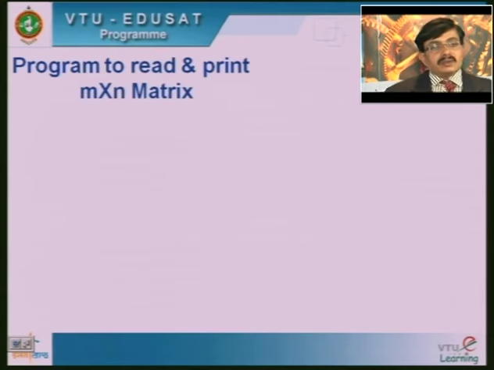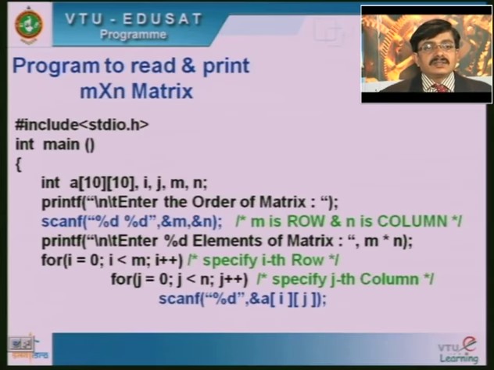Now, the program to read and print the matrix. Here we must have m and n, the order of the matrix, so 2 variables need to be declared, and one 2-dimensional array has to be declared, and for the loop iterators i and j have to be declared. So this is the program, wherein we have done the declarations and we are reading the order of the matrix, m and n values, where m specifies the row and n specifies the column here.